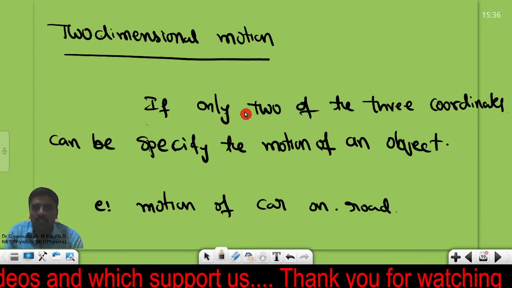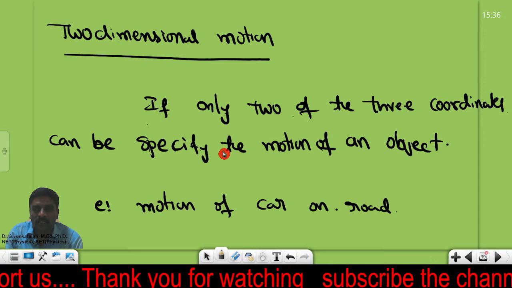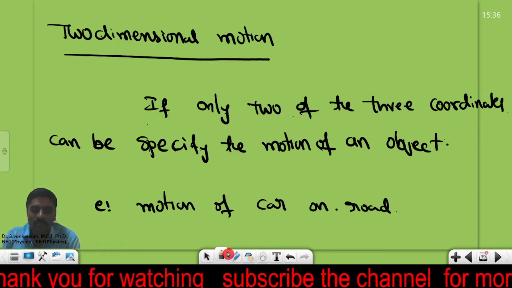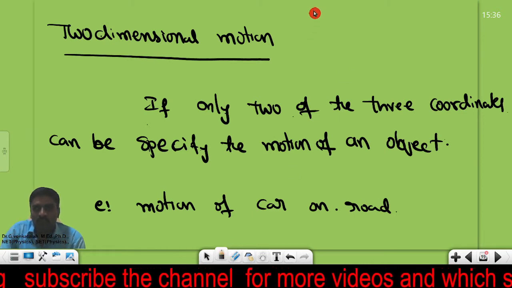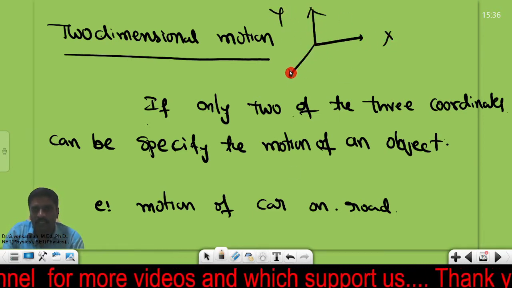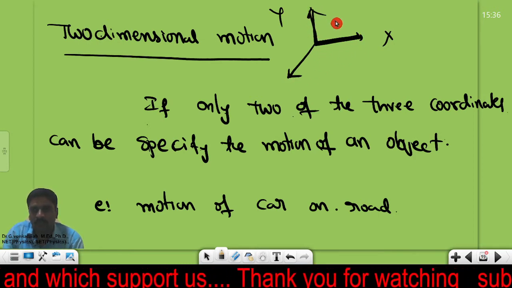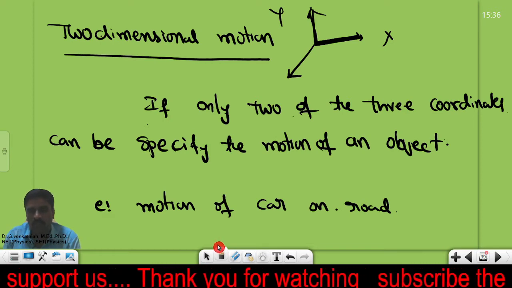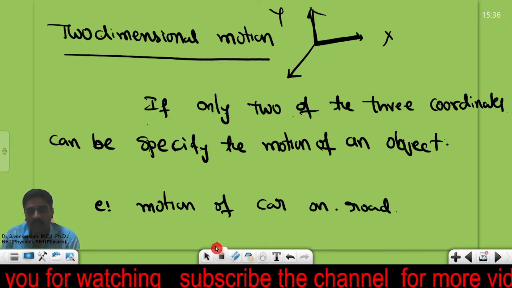The remaining two will come in the same manner. So if only two of the three coordinates are needed to specify the motion of an object, that motion is called two-dimensional motion. We have three coordinate axes, that is the x, y and z axes. If two coordinates are needed to specify the position of the object, then that motion is called two-dimensional motion.